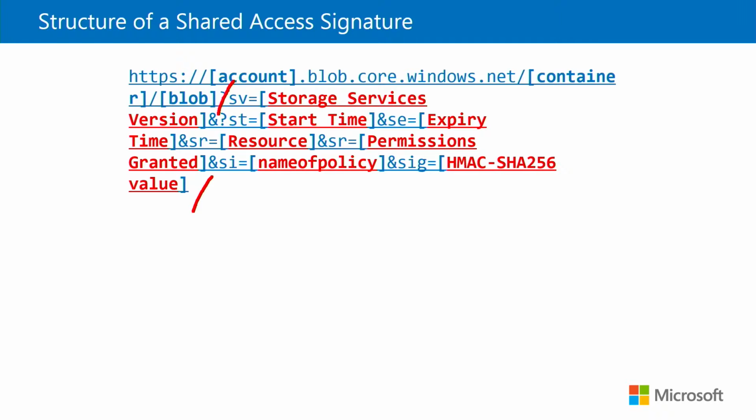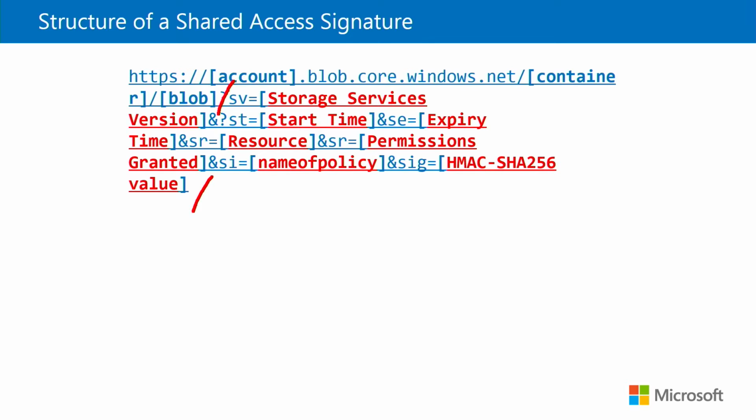First of all, you're going to have SV, which is the version. You see you have ST, which is the start time, SE, which is the expiry time, the type of resource, the permissions granted, the name of a policy, if this is associated with a policy, which we'll talk about, and then the actual signature value itself.